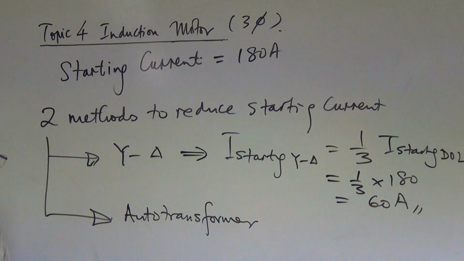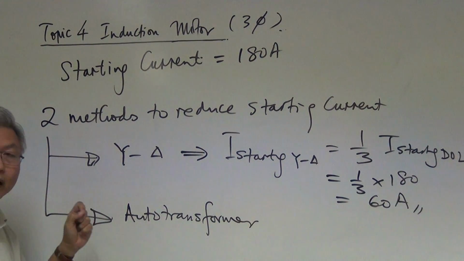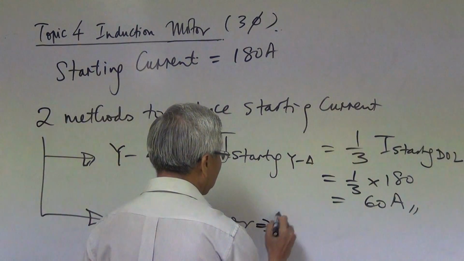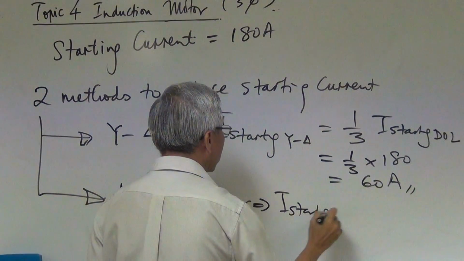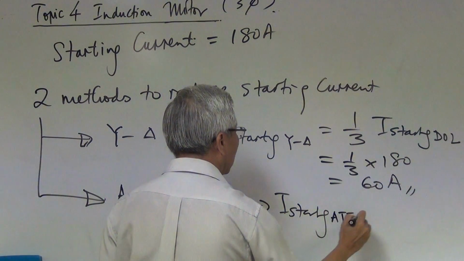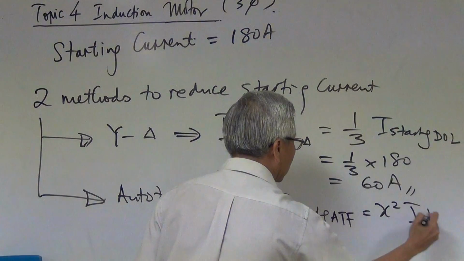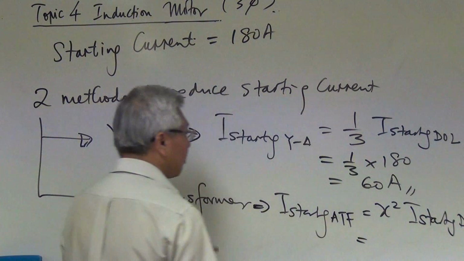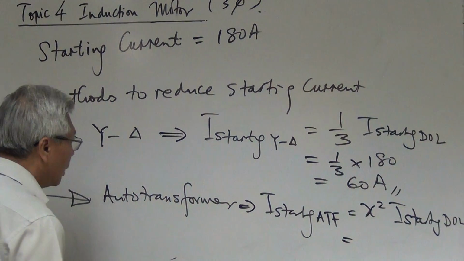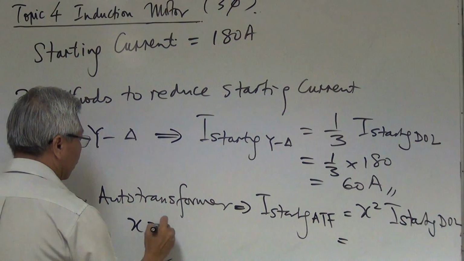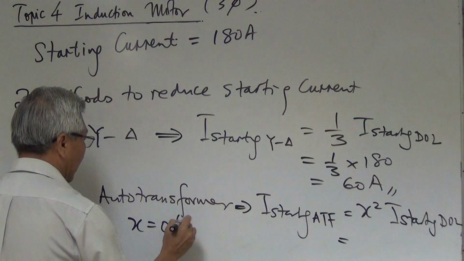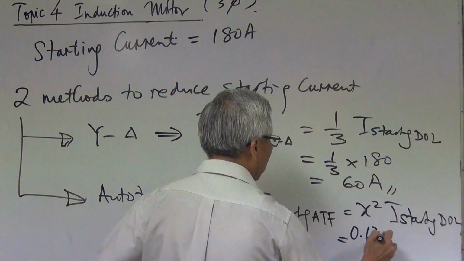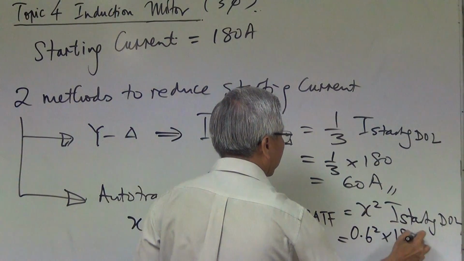Second one, auto transformer. Now, auto transformer is called the tapping ratio. That means you tap the transformer. So the starting current now, using auto transformer, is equal to x squared of the old starting current. Right? So in my tapping ratio, if the tapping ratio x is equal to 0.6, okay, I tap the transformer 60%, then that will be equal to 0.6 squared multiply 180 ampere.